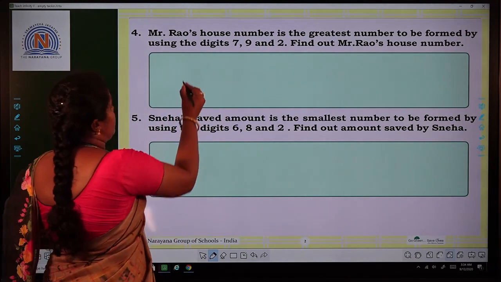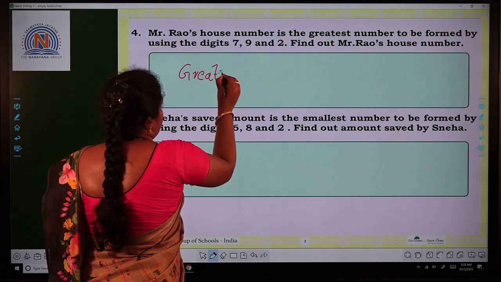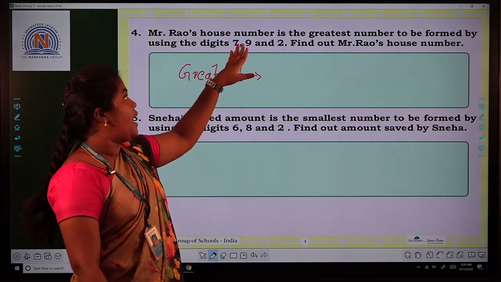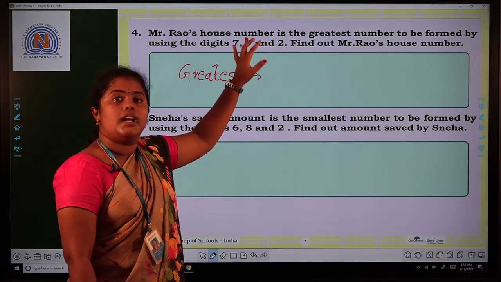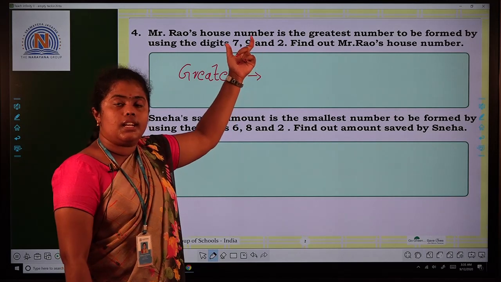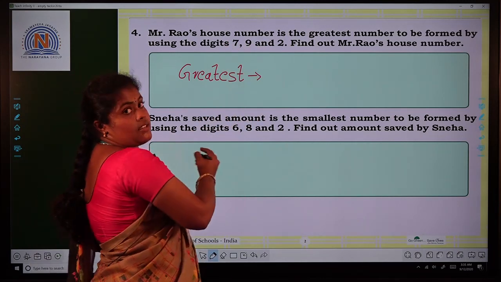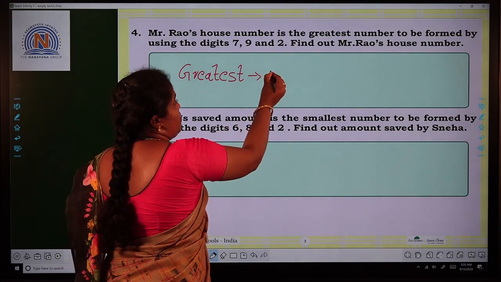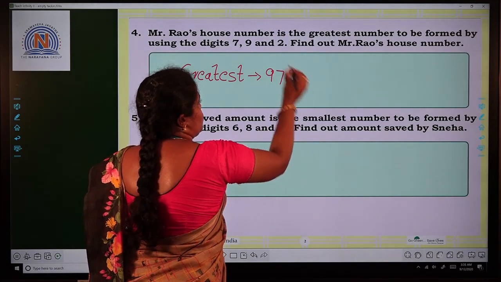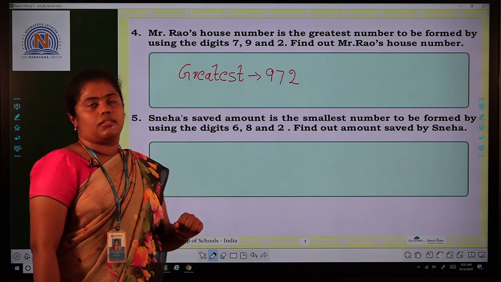How to form the greatest number? So we have to arrange these digits in descending order. Descending order means we have to arrange the digits from big number to small number. So among the given digits the biggest is 9, 9 after 7, 7 after 2. Okay, by using the clues we find Mr. Rao's house number. Next question.